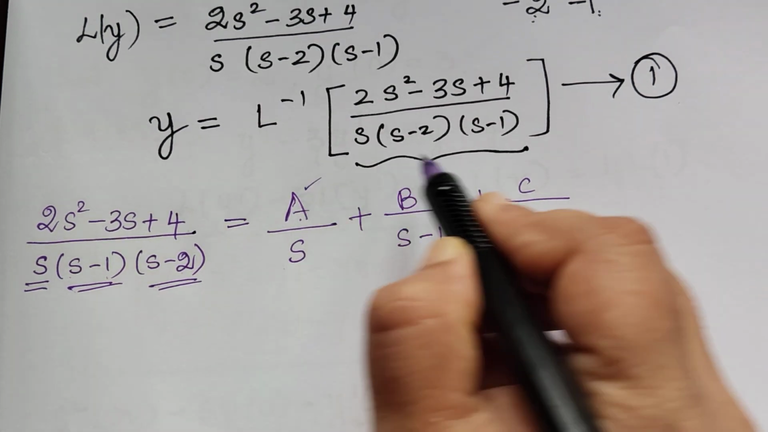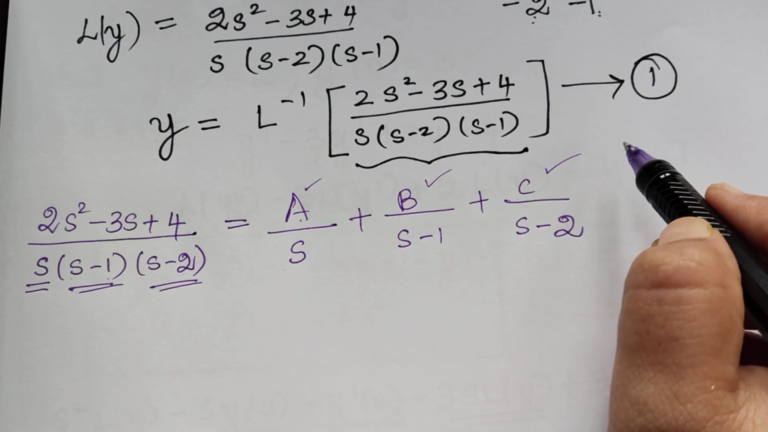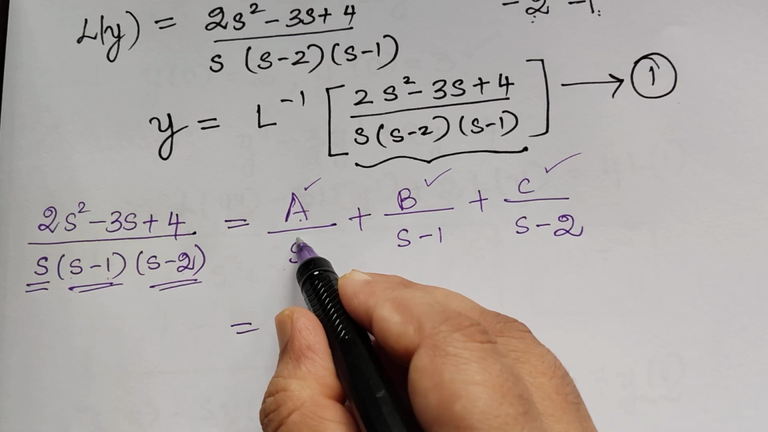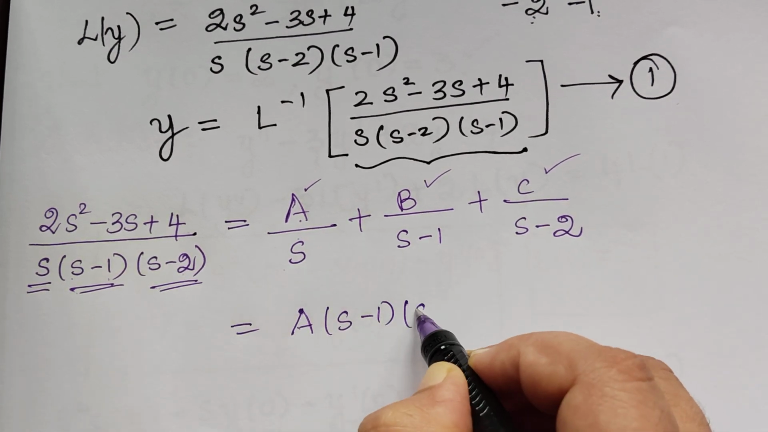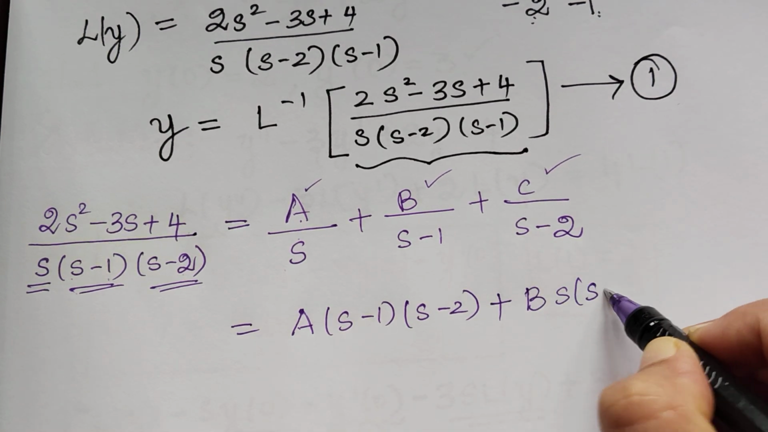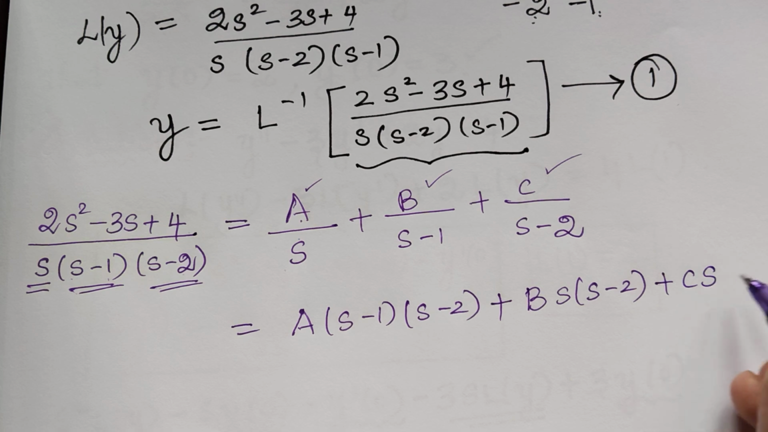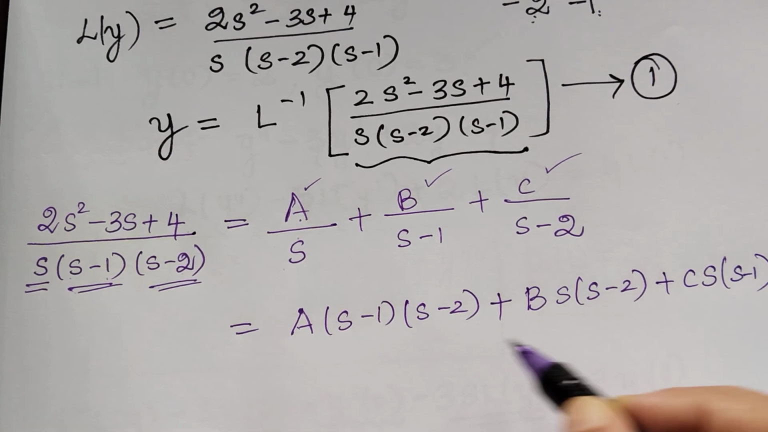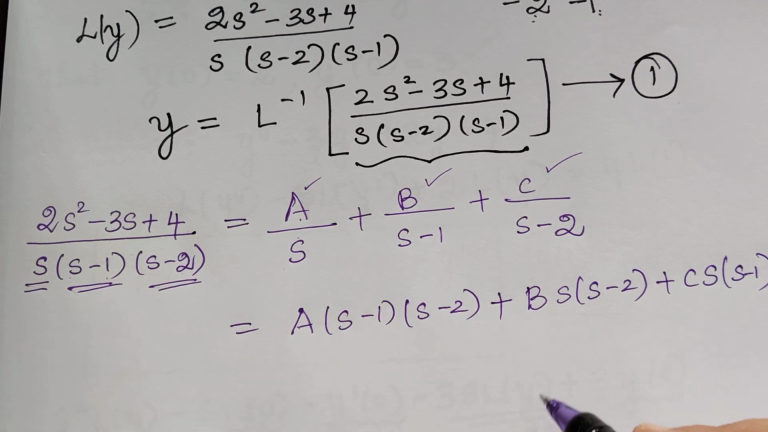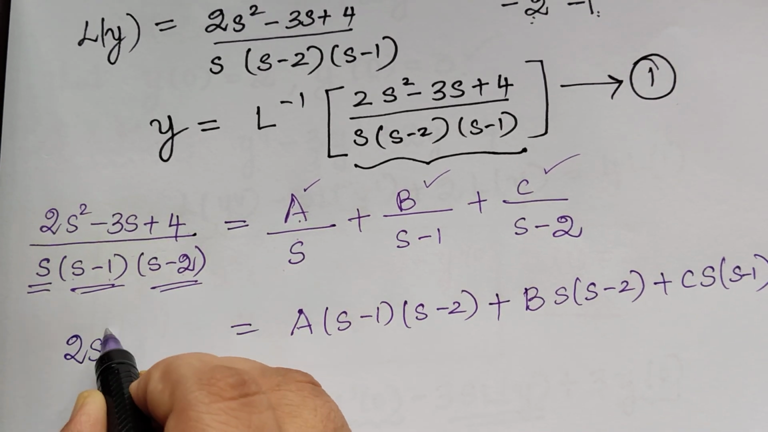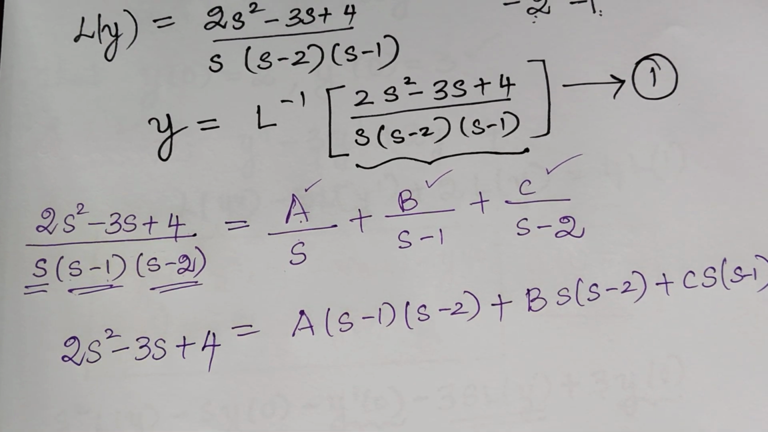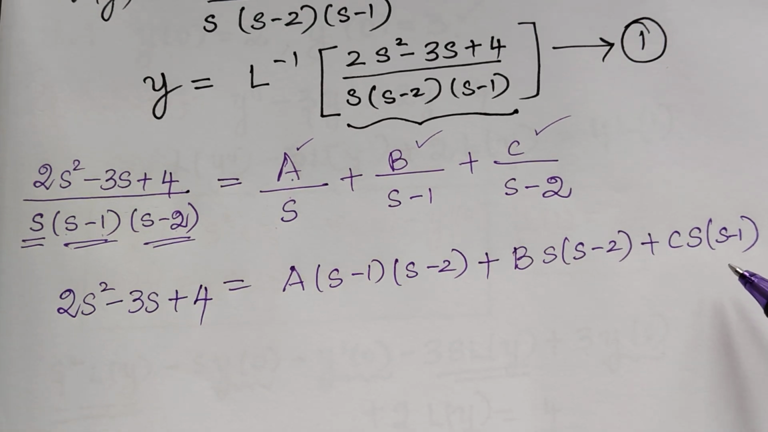Now we shall find the values of a, b and c and substitute, for which we have to take the LCM on the right. So when we take the LCM, we get a multiplied with s minus 1 multiplied with s minus 2, plus b multiplied with s and s minus 2, plus c multiplied with s and s minus 1. And the denominator will be the same as the one on the left. So those two denominators on the left and the right will get cancelled, and the numerator on the right will remain. So 2s squared minus 3s plus 4. So this is what we get. Now using this, we have to find the values of a, b and c.